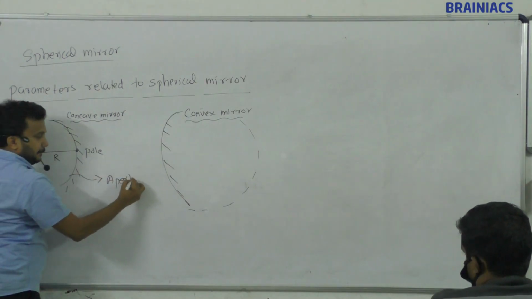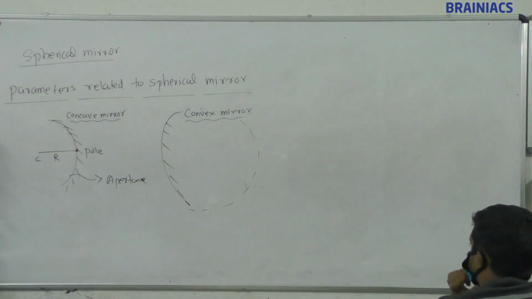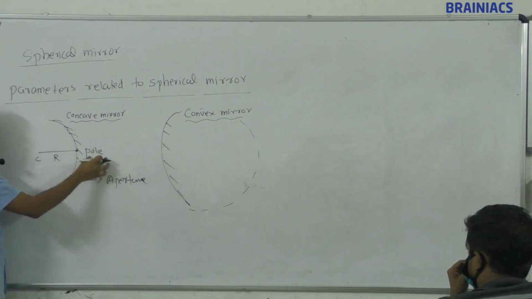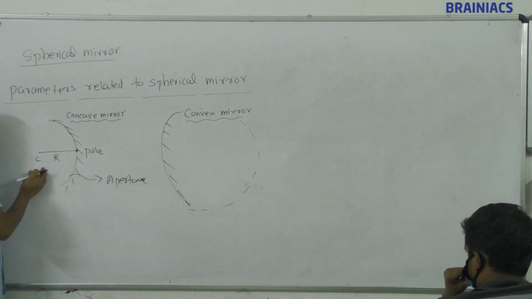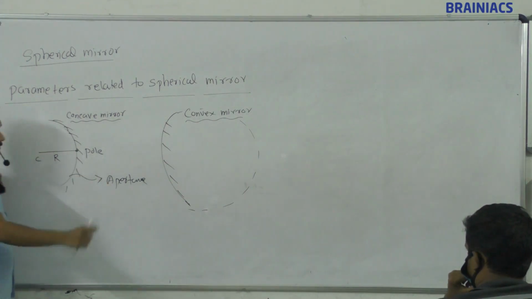aperture. Aperture means a reflecting surface. The reflecting surface is called aperture, pole, radius of curvature, center of curvature. How many terms? 1, 2, 3, 4. Okay, we'll write after the break.